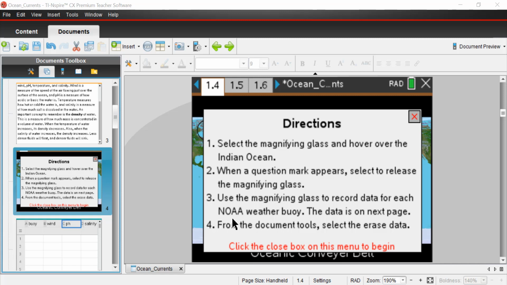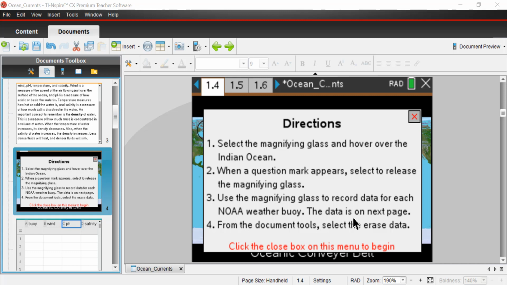NOAA, by the way, stands for National Oceanic and Atmospheric Administration. They're basically in charge of tracking weather patterns, climate changes, and also what's going on with the oceans. So they have a pretty big job. A lot of interesting folks there, scientists and engineers, support and work for NOAA.